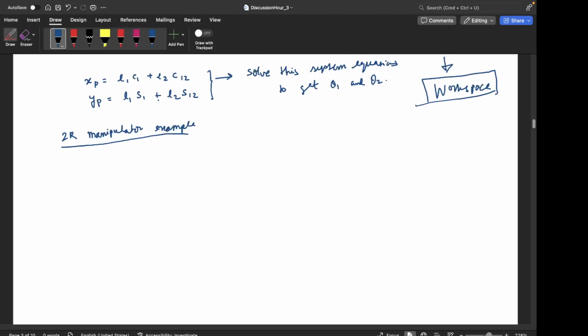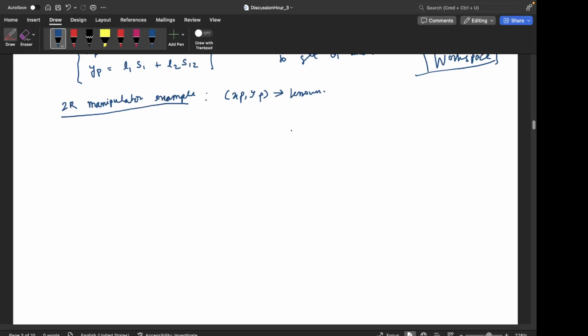So as I wrote above, we have to find the solution of theta 1 and theta 2 such that we satisfy these equations. Xp and Yp are now known. Let X be defined as Xp and Y be defined as Yp. Then first what we do is we do x square plus y square. This is the first step.